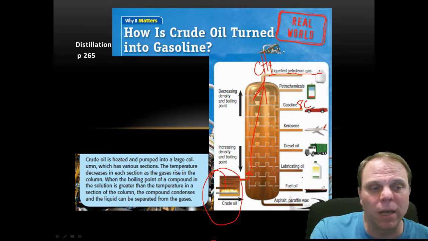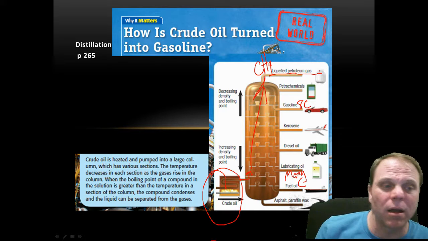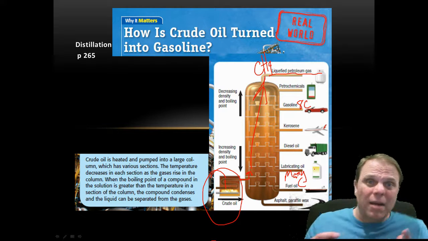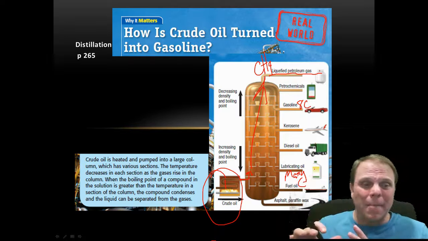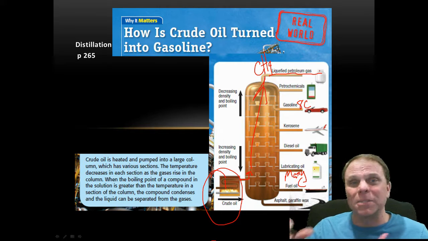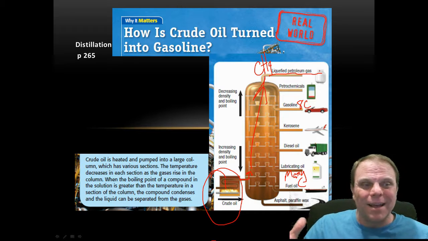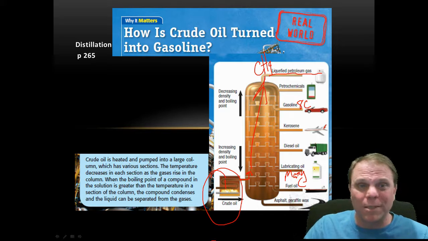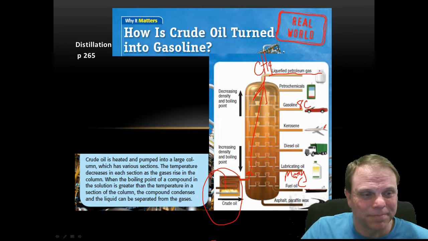Kerosene, diesel oil, lubricating oil, fuel oil. These would have many, many carbons in them, right? And so those many carbons are weighing it down and they're heavier. And so even though you heat it, it doesn't rise up as high. And so what happens is you collect all of these different types of substances based upon the number of carbons they have, and then you get all of these different chemicals that we use for fuel and various other things from the crude oil that comes from the ground, okay?